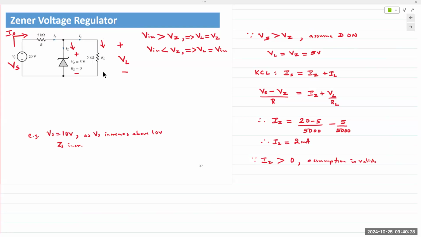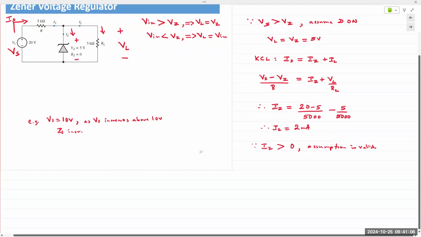And there are a few equations that govern the working of this circuit. First one of those, and the most important one, is that the load resistor must have a minimum value. If the load resistor falls below that minimum value, then the Zener diode would not be able to regulate that voltage, because if RL is lower, then IL increases. If IL increases, IZ decreases, and the Zener diode would not turn on.